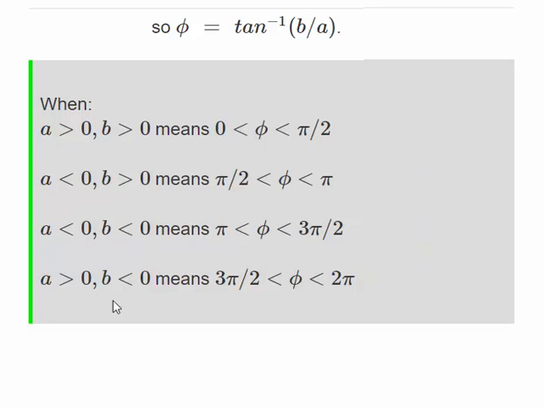And finally, if a is positive and b is negative, we're now looking for an angle that is greater than 3 pi over 2 and less than 2 pi, or greater than 270 and less than 360. It's always good to do a quick sketch of a and b, just so you can find out what angle you're looking for and what angle your calculator is likely to give you.